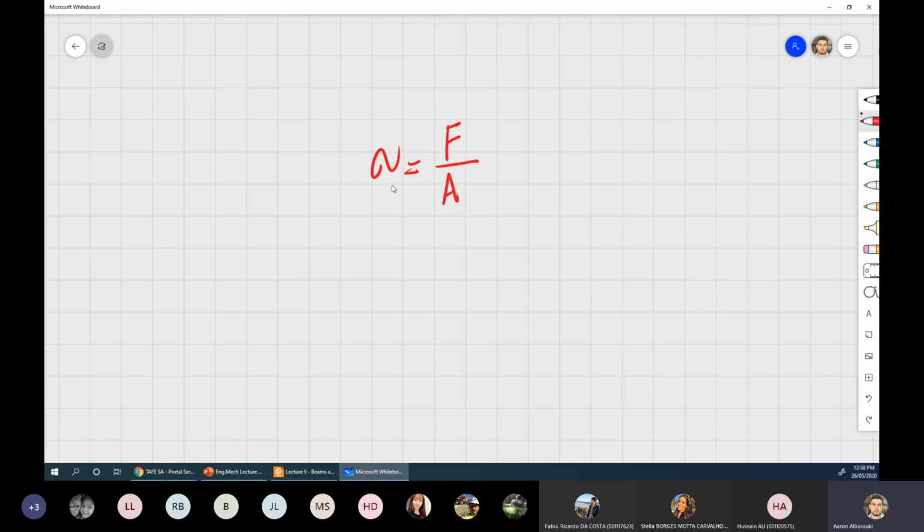So if I'm talking about tension stress, that would be a tension force, rather than F, if you'd like, we can call it T, tension force. And if you'd like the compression stress, rather than tension force, it would be compression force divided by the area.